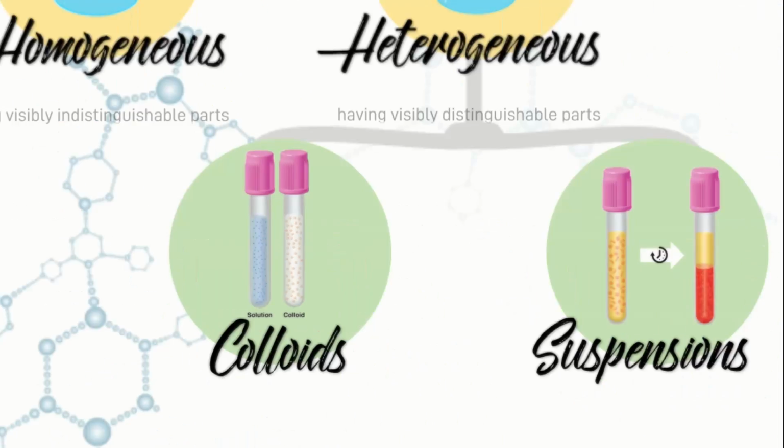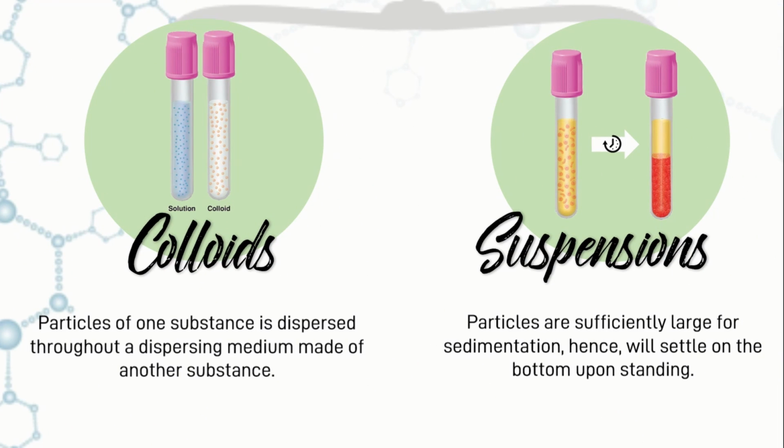Heterogeneous mixtures are classified into two. These two are colloids and suspension. In colloids, particles of one substance is dispersed throughout a dispersing medium made of another substance. So you can see that the figure above shows that the orange particles are dispersed in a dispersing medium. You can also see the comparison between a solution and a colloid. Take note that a solution is also called a homogeneous mixture. Looking at this figure, the difference between solution and colloid is the particle size.